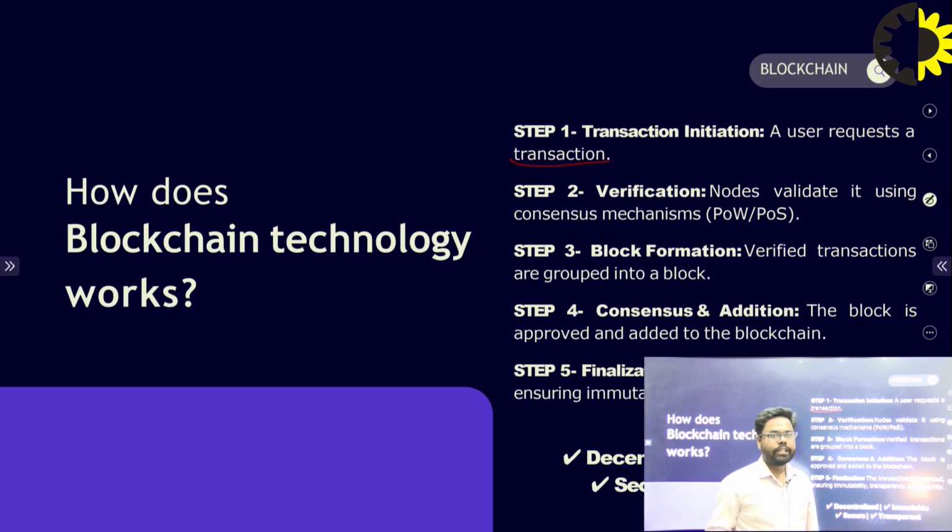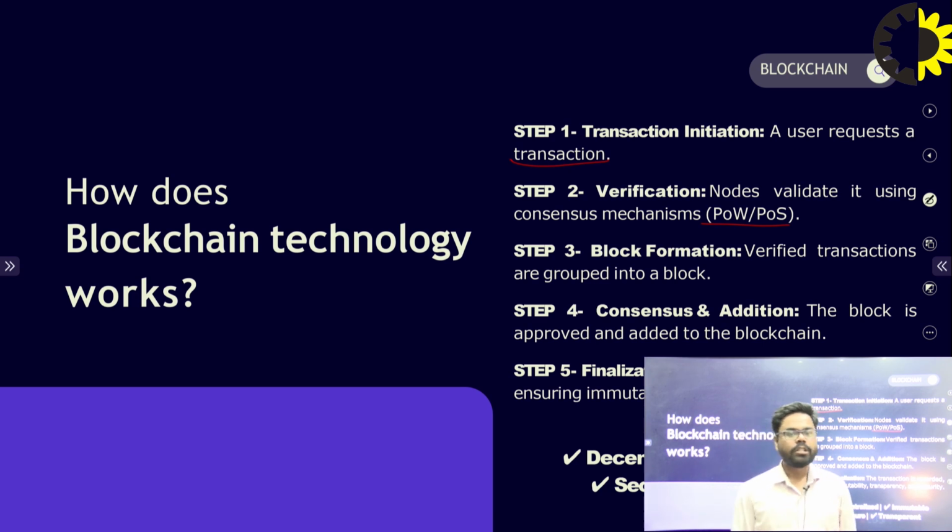Nodes validate it using a consensus mechanism, that is proof of work or proof of stake. There are various types of consensus mechanism, but here for the verification of nodes we have two types, proof of work and proof of stake. Then the block formation: valid transactions are grouped into a block, meaning most of the work has been done in the form of blocks.